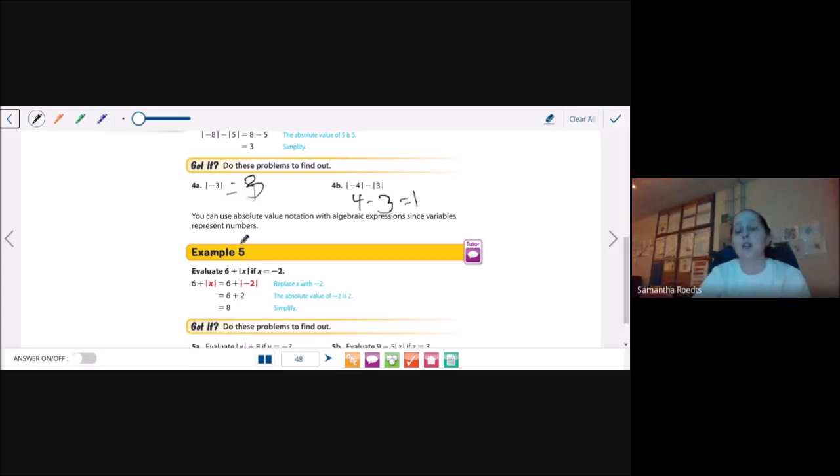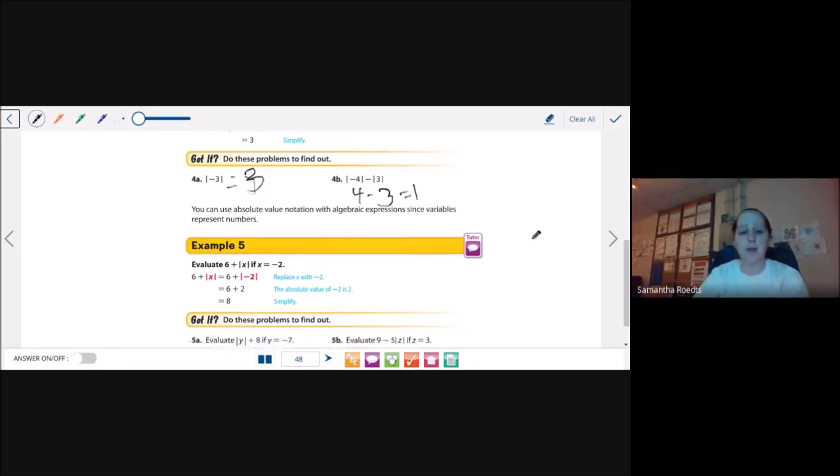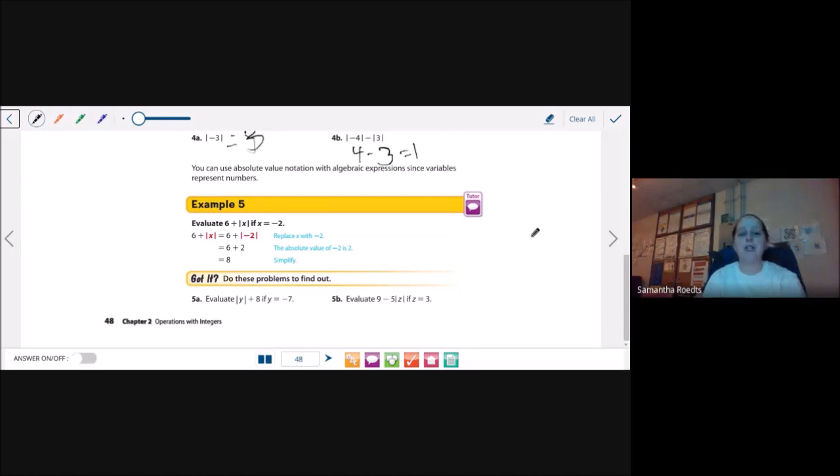Okay. You can use absolute value notation with algebraic expressions since variables represent numbers. So example 5, evaluate 6 plus the absolute value of x if x equals -2. So I'm going to take that -2 and substitute it in for my value of x. So 6 plus the absolute value of x becomes 6 plus the absolute value of -2. Then I follow order of operations. I take my absolute value of -2, which is 2, and I add it to 6. 6 plus 2 is 8.